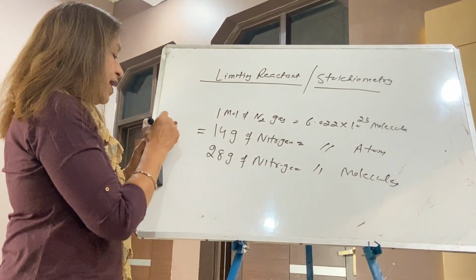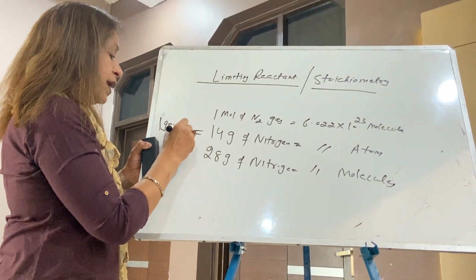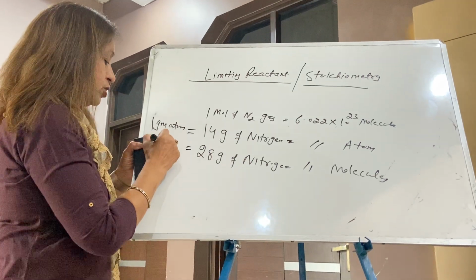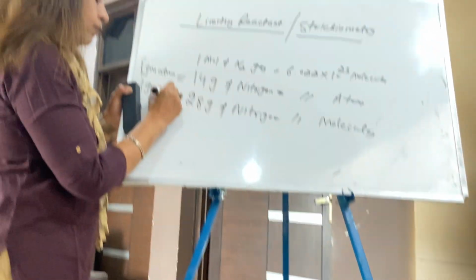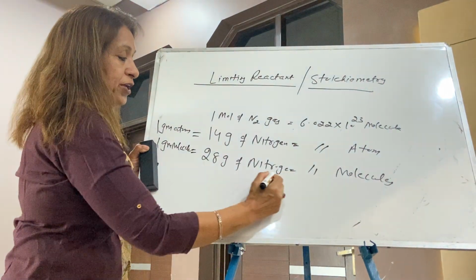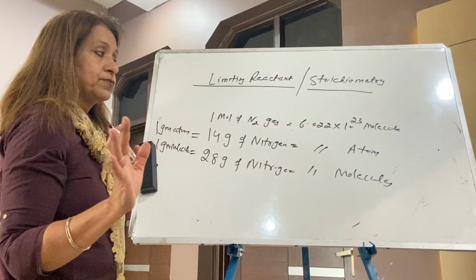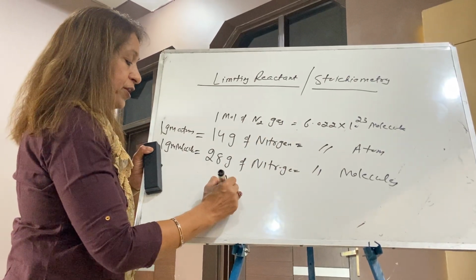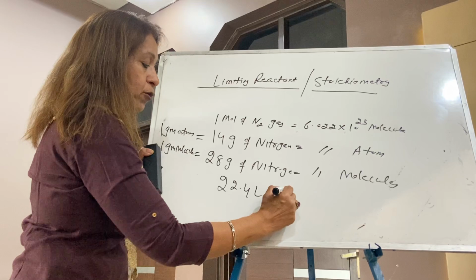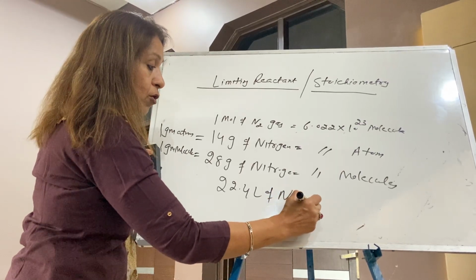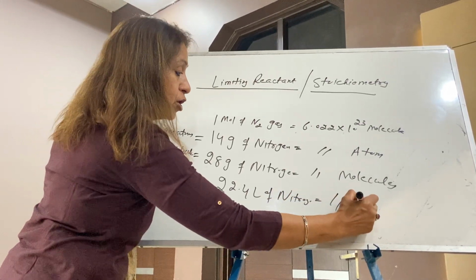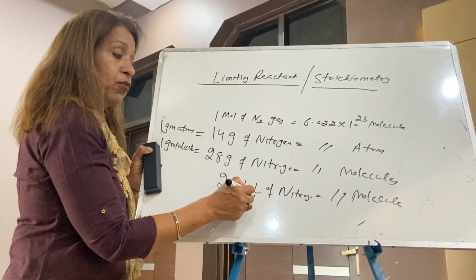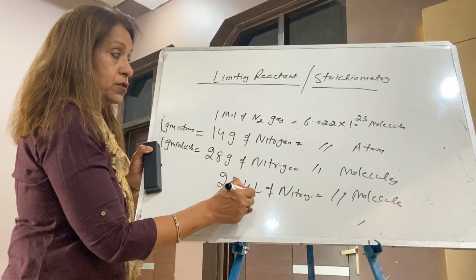If a question comes 1 gram atom, same thing. 1 gram atom means atomic weight in gram. If a question comes 1 gram molecule, 1 gram molecule is 28 gram, equal to this many molecules. So 1 mole of nitrogen gas is this. If I say 22.4 liters of nitrogen, what does it mean? The answer is again this many molecules, because liters means gas, and volume is related to the molecules.